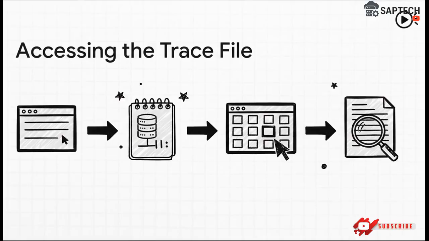Here are the exact steps to get to that trace file. From the job details in SM37, you just note the execution server and the work process number. Then you pop over to SM50, select that specific work process, and you navigate through the menu you see on the screen. Administration, then trace, then display file. And that takes you right into the raw, detailed log file of everything that process did.